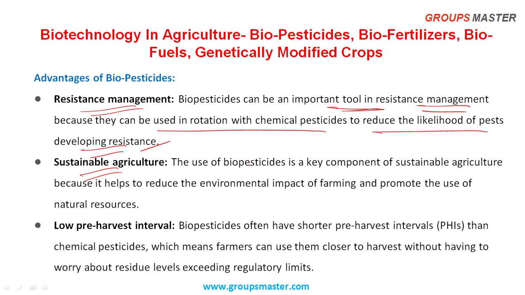Next advantage, sustainable agriculture. The use of biopesticides is a key component of sustainable agriculture because it helps to reduce the environmental impact of farming and promote the use of natural resources.